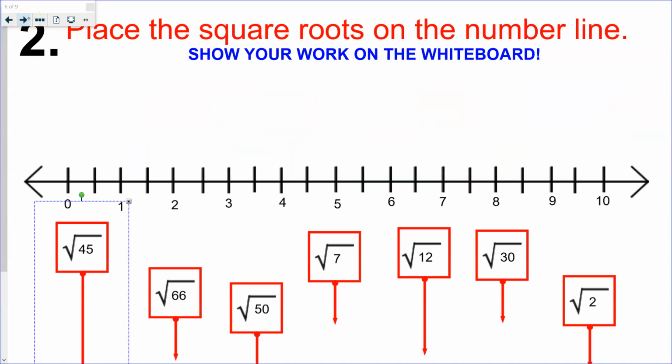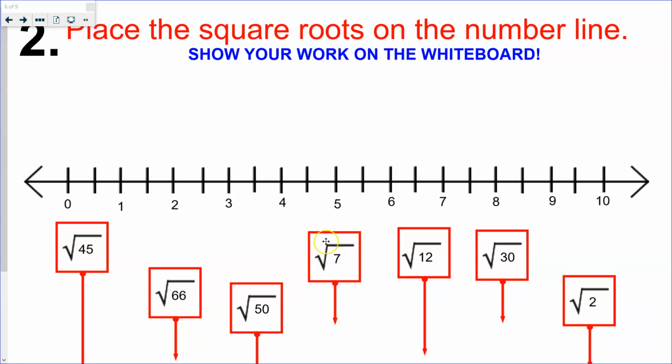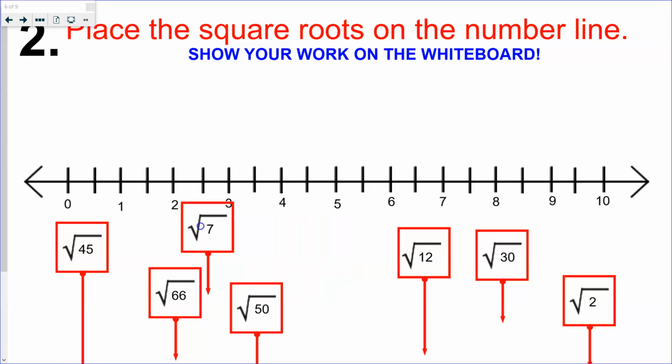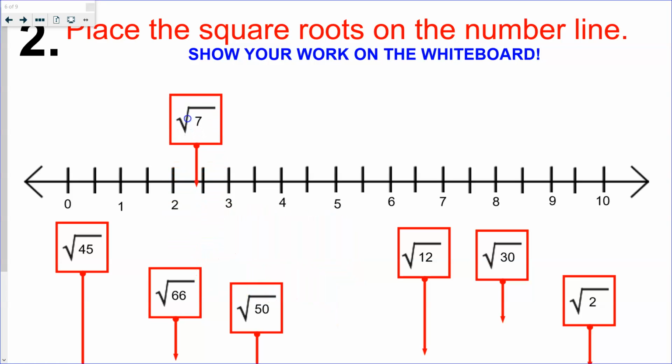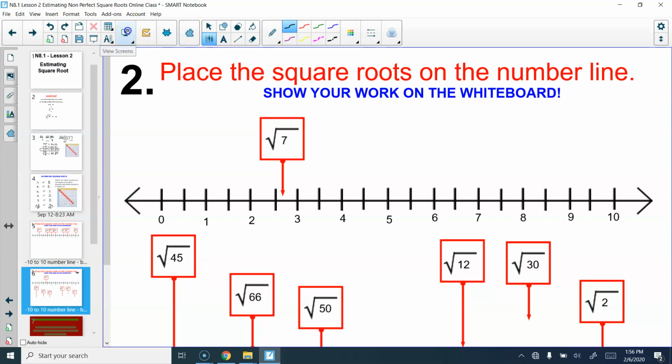Okay, next page. So these ones aren't perfect squares, and this is where we have to go back to our estimating. So let's pick the number 7. Square root of 7. I know 2 times 2 is 4, and 3 times 3 is 9, so I know it goes in between here somewhere. I can't just plunk it down and say, I'm done. It's about there somewhere. I have to actually show the work. So let's do that. I just need to switch back to my pen here.